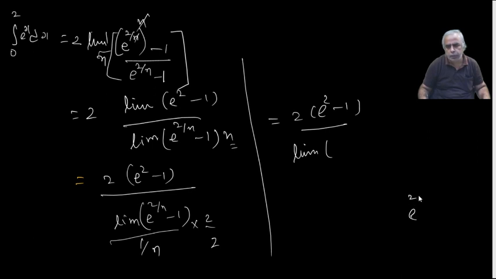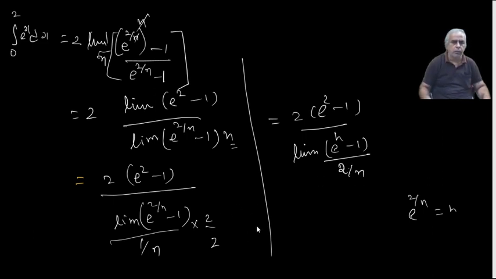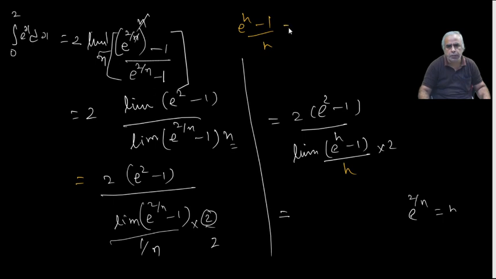So 2 into e squared minus 1 divided by, now limit, and we already know e power 2 by n is equal to h, is it not? So e power h minus 1 divided by, what is that, 2 by n, into 2 you have. Okay, so you have to retain this 2, and 2 into 1 by n is 2 by n. So 2 by n is nothing but h, so you can replace this by h. Now we have got the formula e power h minus 1 divided by h is equal to 1.